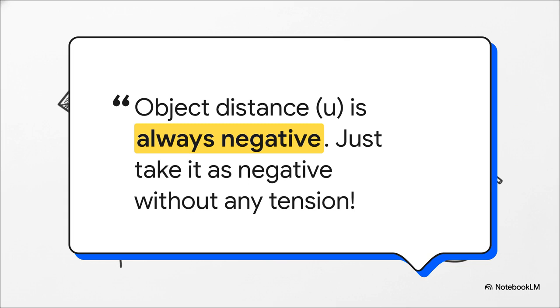Because we always, by standard rule, place the object on the left side of the mirror, the distance u is plotted on the negative x-axis. Remembering this one simple fact will save you from making countless frustrating sign errors in your math.